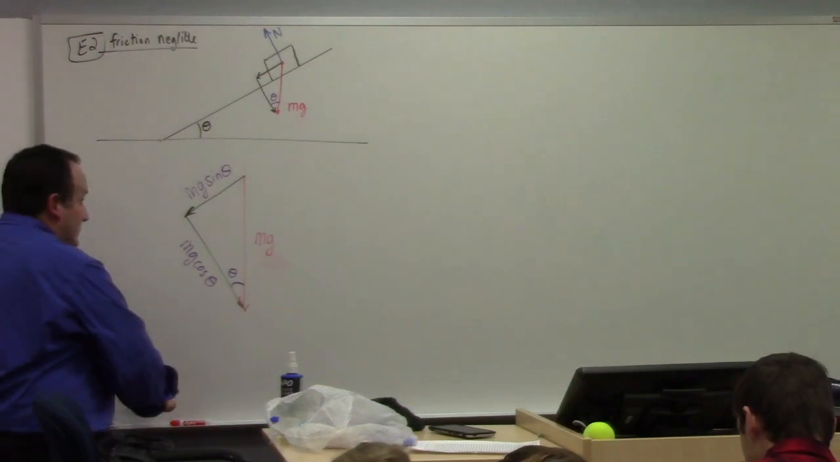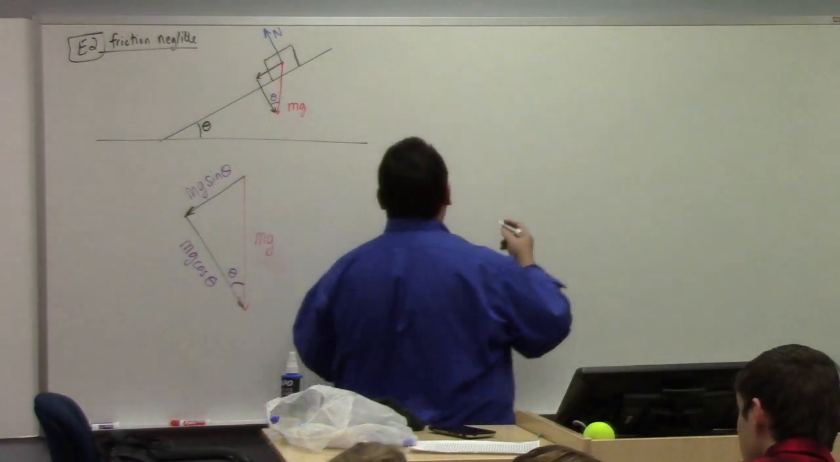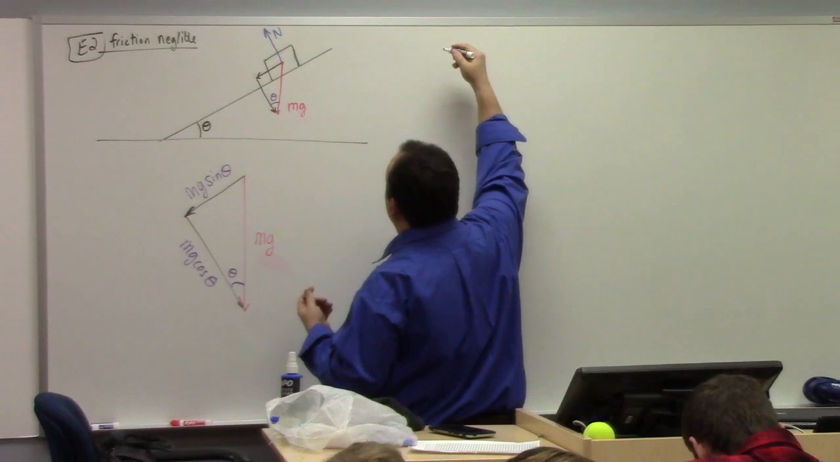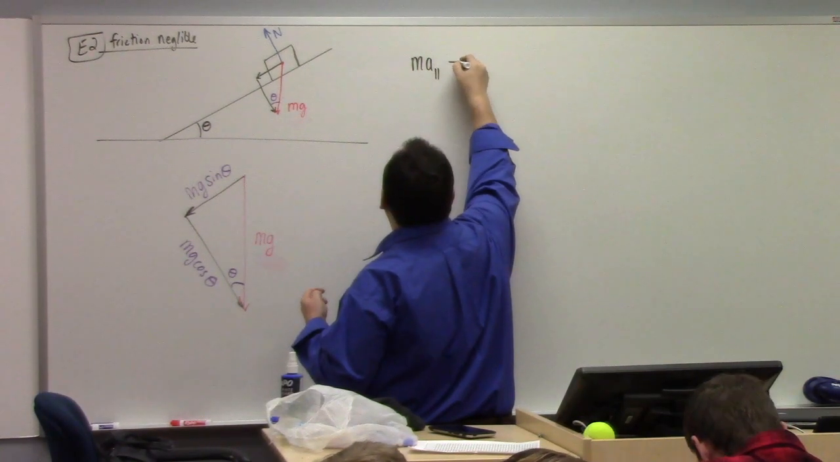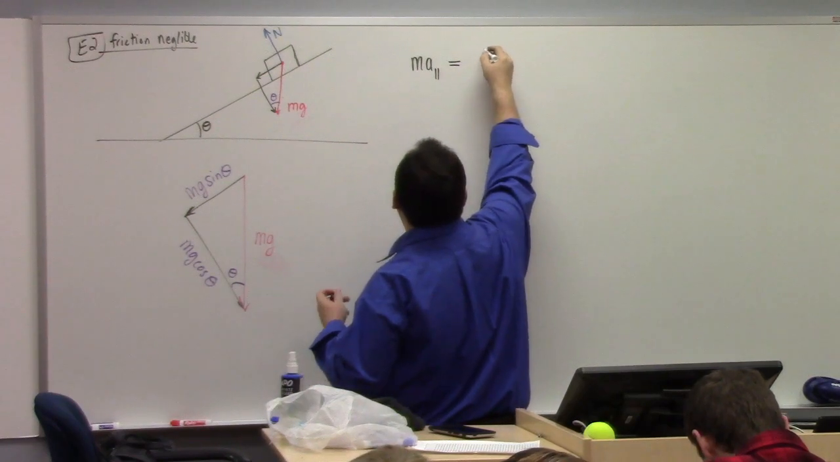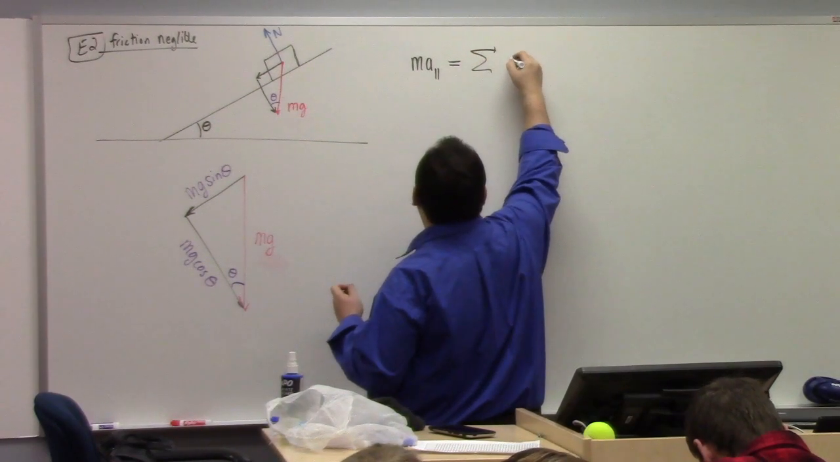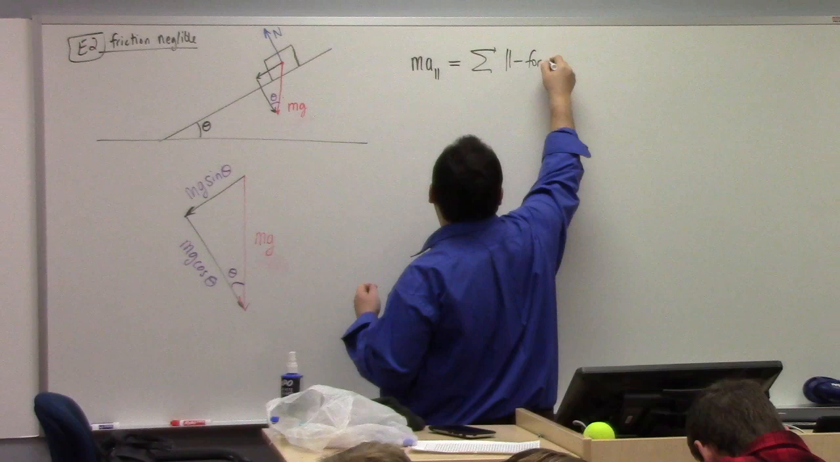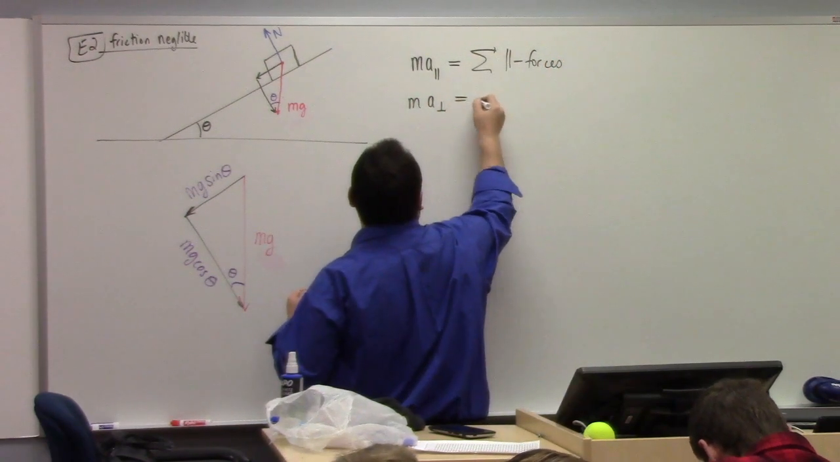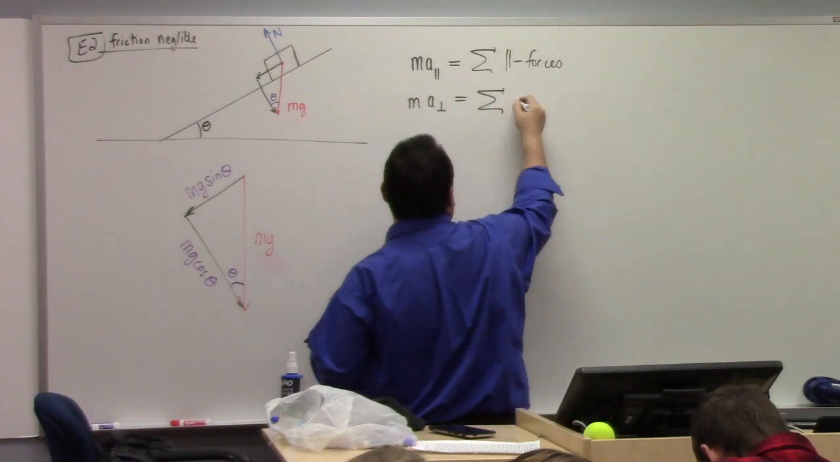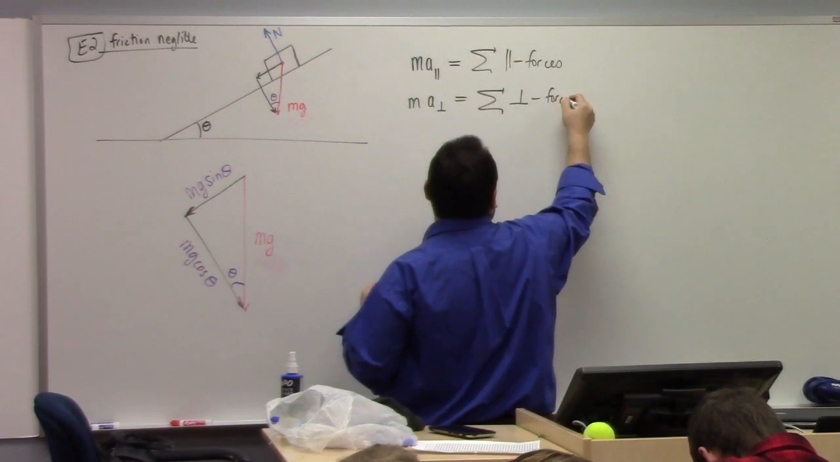So what's the whole story here? Well, we can look at Newton's law, right? Newton's law says that the mass times the acceleration parallel is equal to the sum of the parallel forces. If you'll allow me this language, the mass times the acceleration perpendicular is equal to the sum of the perpendicular forces. All right?